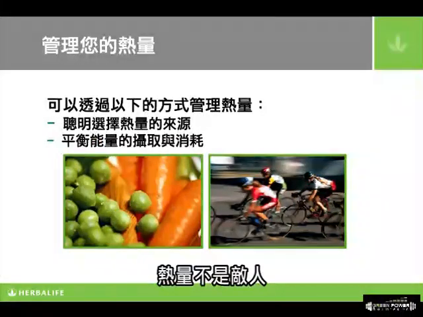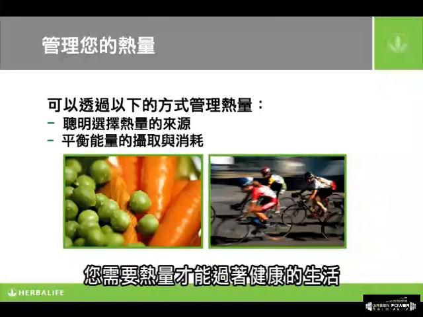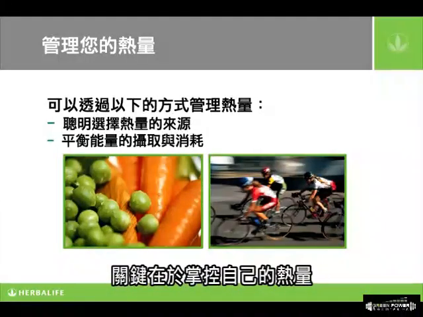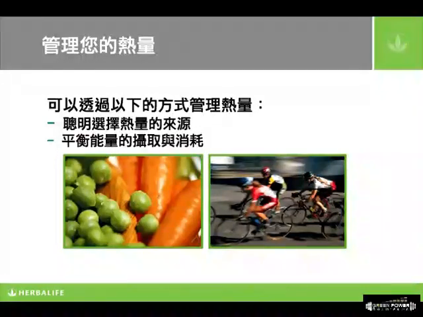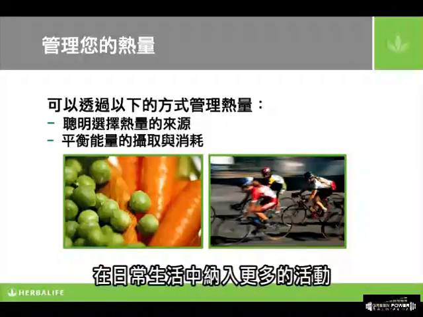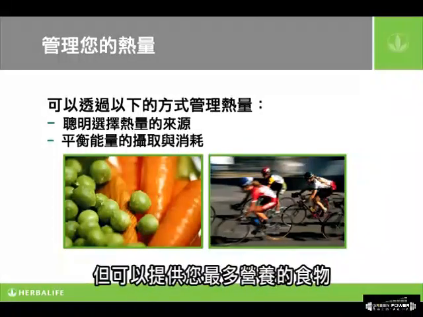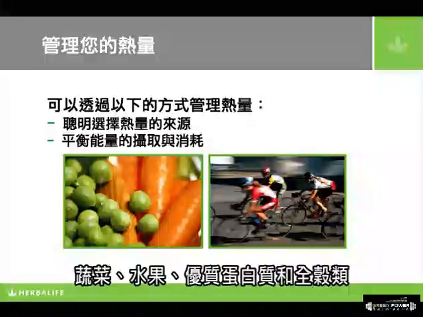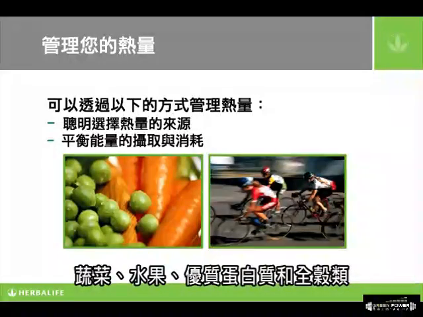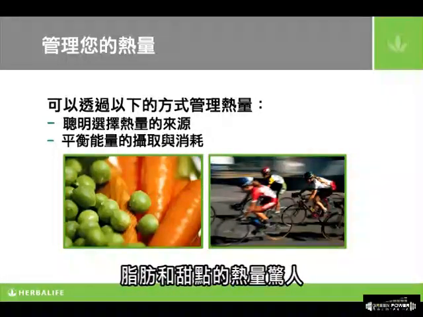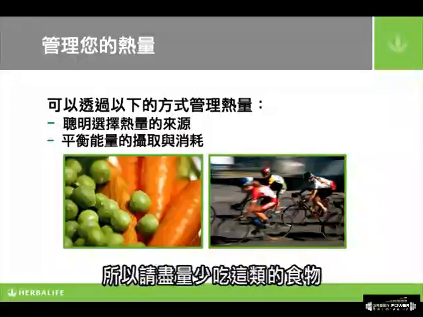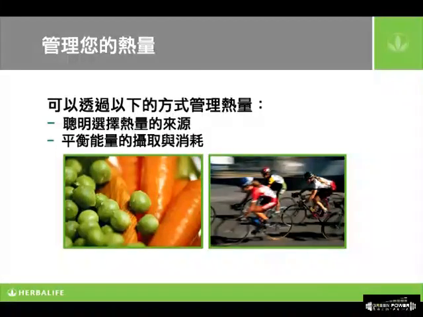Calories are not your enemy. You need calories to live a healthy life. The trick is to manage your calories and not let the calories manage you. Work more activity into your day and seek out the foods that give you the most nutrition for the fewest calories. Fruits, vegetables, lean proteins, and whole grains are the basic components to a healthy diet. The calories in fats and sweets add up quickly, so keep those foods to a minimum.